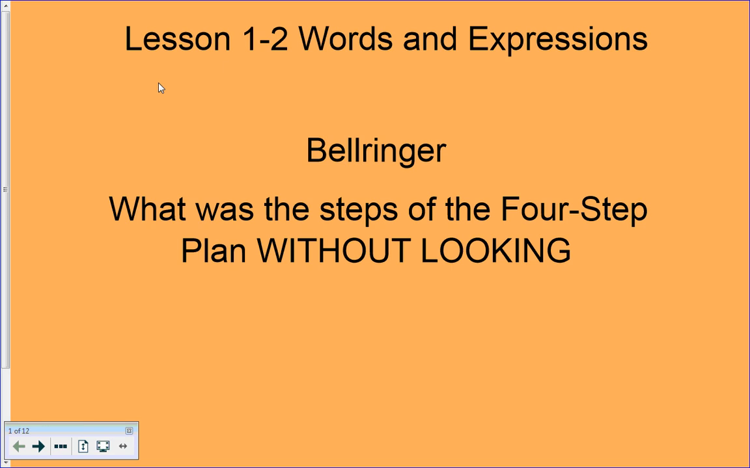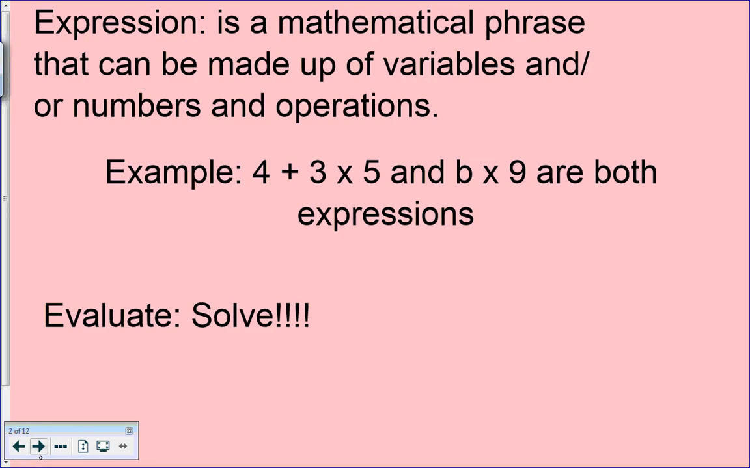Okay. So today, we are talking about words and expressions. So the first vocab word I have for you today is expression. And this is a mathematical phrase that can be made up of variables, numbers, and operations. And we'll talk about that in a second after you get it all written down.